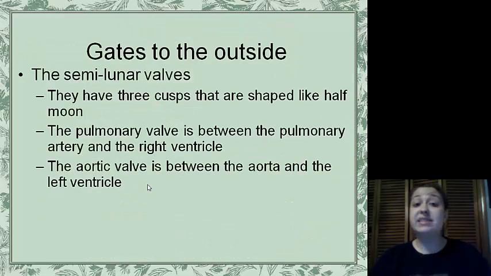Gates outside, the semilunar valves. They have 3 cuspids and are shaped like moons. The pulmonary valve is between the arteries and the right ventricles. And the aortic valve is between the aorta and the left ventricle.